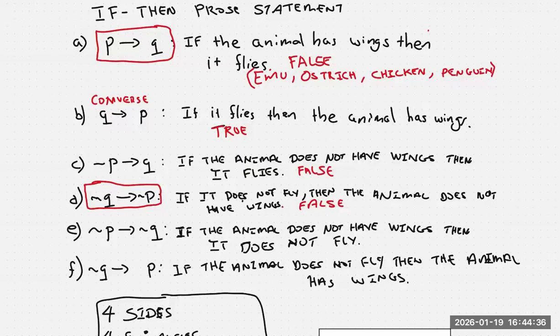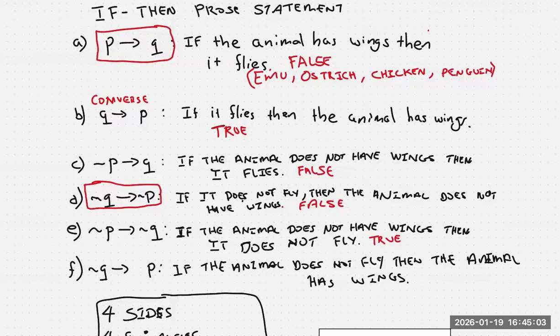What are our thoughts? True or false? True, sir. Yes, sir. That is correct. That is always true. Because as Harold said before, there's no animal that doesn't have wings that can fly. That's what that is saying. If it doesn't have wings, then it cannot fly.